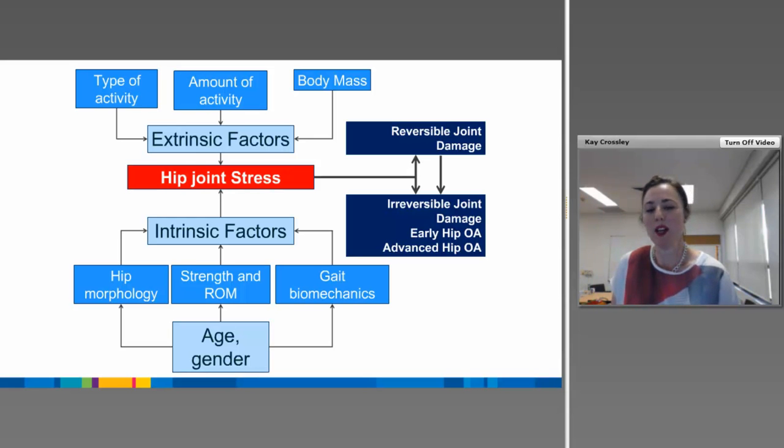And it can also be affected by intrinsic factors, so things such as the shape of the hip morphology, which we've just talked about in great detail, but it can also be affected by hip muscle strength and hip joint range of motion, and it can be affected by gait biomechanics. And these intrinsic factors can be affected by someone's age and their gender. And what we see in an optimal situation is that hip joint stress leads to reversible changes within the hip. But ultimately, when a threshold is crossed with the stress, we start to see irreversible joint damage, and this can lead to early hip osteoarthritis and ultimately advanced hip OA.